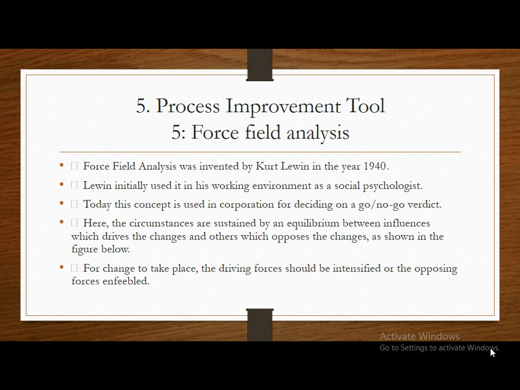Here, the circumstances are sustained by an equilibrium between influences which drive the changes and others which oppose the changes, as shown in the figure. For changes to take place, driving forces should be intensified by opposing the force enablers. Now, there are forces for changes and forces against the changes. This can be an example of force field analysis.